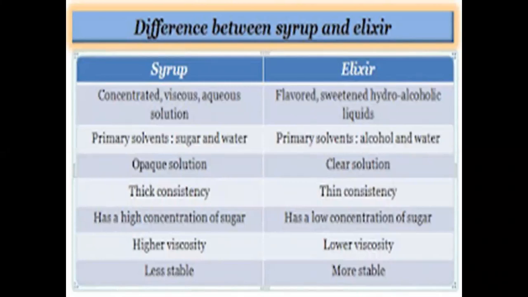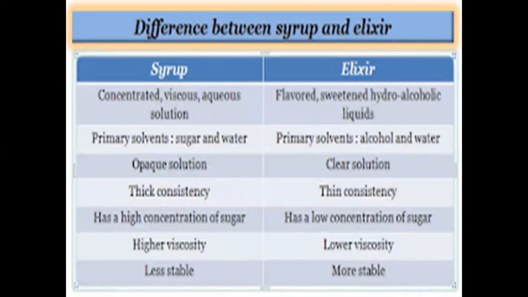Then consistency: syrup is thick, and elixir consistency is thin. In syrup there is a high concentration of sugar and in elixir there is a low concentration of sugar, because the main ingredient in syrup is sucrose sugar. That's why there is high concentration of sugar in syrup, while in elixir there is low concentration of sugar.